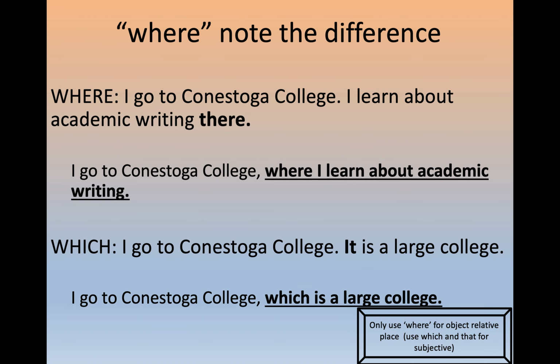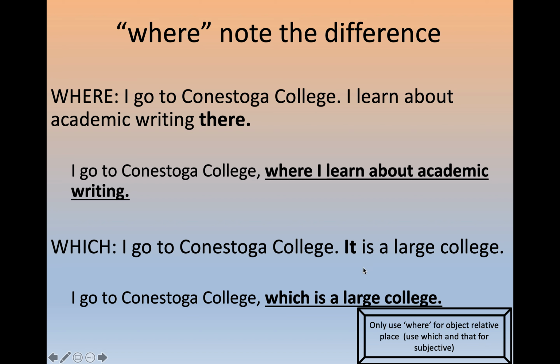Okay, where is really similar. I go to Conestoga. I learn about academic writing there. All right, it's a place, so I'll use where. I go to Conestoga, where I learn about academic writing. Okay, but in the next sentence, it's still a place. I go to Conestoga College. It is a large college. However, this time I didn't use the word where. I used the word which.